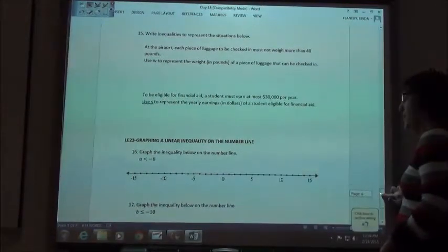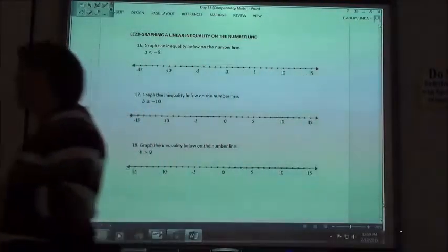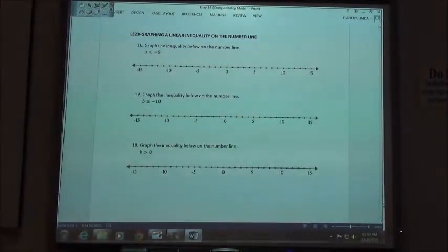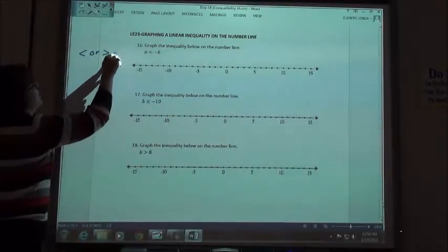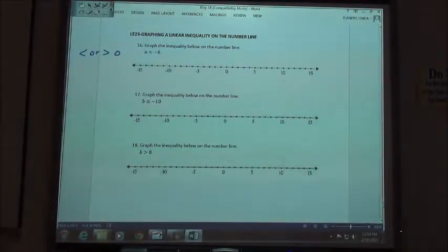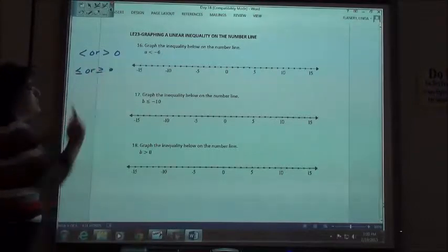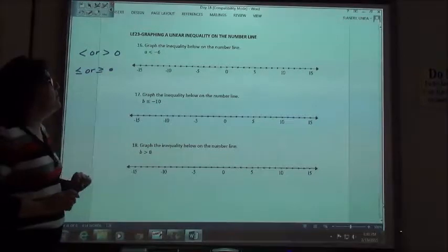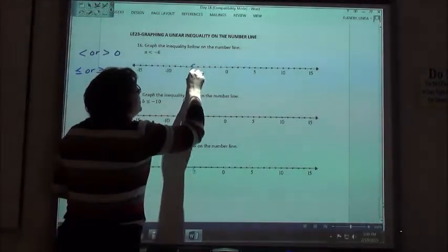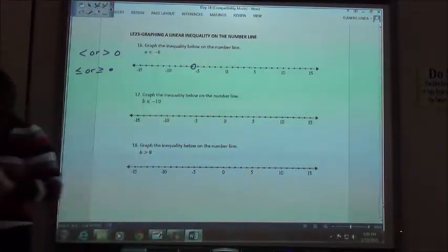And then the last three on this page are graphing an inequality. When I'm graphing, I use two different end marks. If it's the greater than or the less than, I'm going to use an open end mark around that number. If it has the equal to, less than or equal to, or greater than or equal to, I use the filled in circle on that number. So if it says A is less than -6, I'm going to put a circle around the -6. This is my starting point. I'm right up to that point, but I'm not exactly on it.